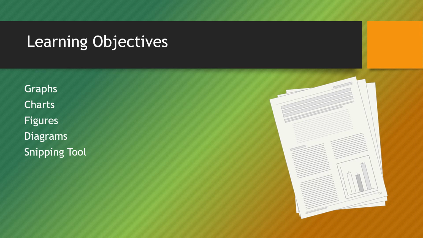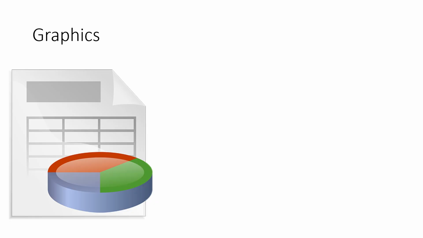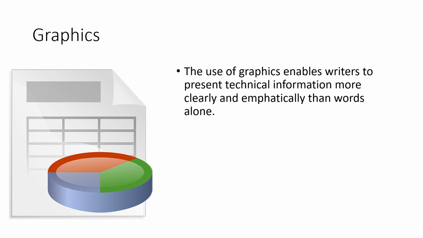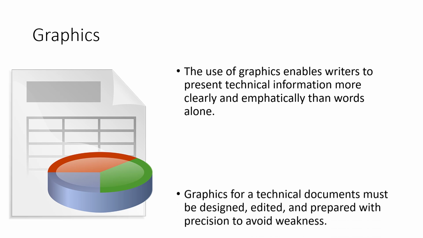So learning objectives. We're going to talk about some graphics here. Graphs, charts, figures, diagrams, and then we're going to just touch base on the snipping tool. Okay, with graphics, they help the writer present technical information a lot clearer than we could accomplish with just words alone. That old saying, a picture is worth 1,000 words, kind of helps us. Graphics are going to help us give the reader a deeper understanding of the technical information we're trying to convey to them.